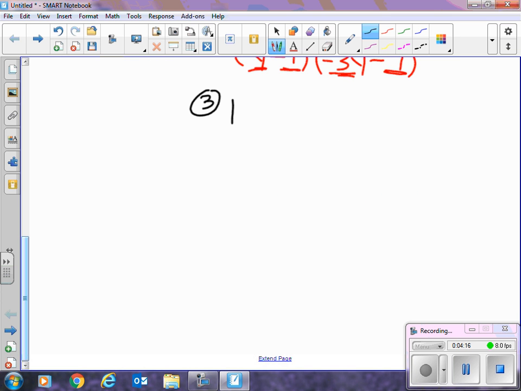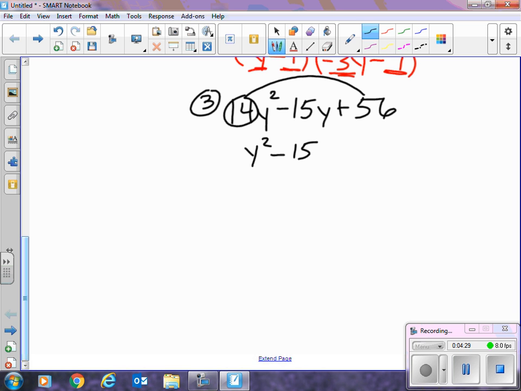Okay, so you have 14y squared minus 15y plus 56. Okay, so again, we multiply the leading coefficient times the back, so we end up with y squared minus 15y plus, oh, sorry, the original problem had a 4 there, not a 56. Now, 14 times 4 gives me my 56. There we go. All right, so now you've got y squared minus 15y plus 56.